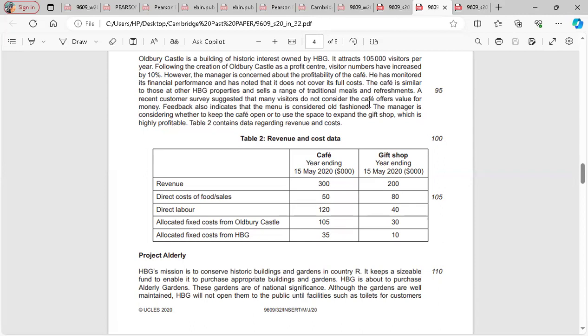This cost is called absorbed cost. We call it absorption costing. So you add all this together and take it away from 200,000, and it gives us 40,000. That's our profit. Is it clear? Okay, so we go on.